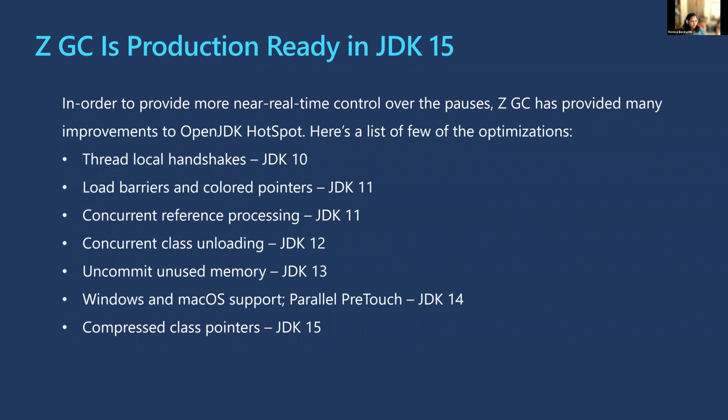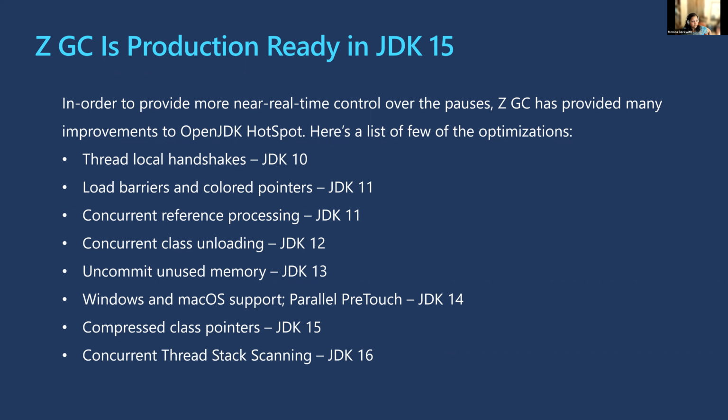Compressed class pointers: because ZGC uses this tag bit, it really cannot make use of compressed oops. But nonetheless, it can still do the class area, right? The metadata area, the metaspace area. It can use compressed class pointers. So it started using that since JDK 15.